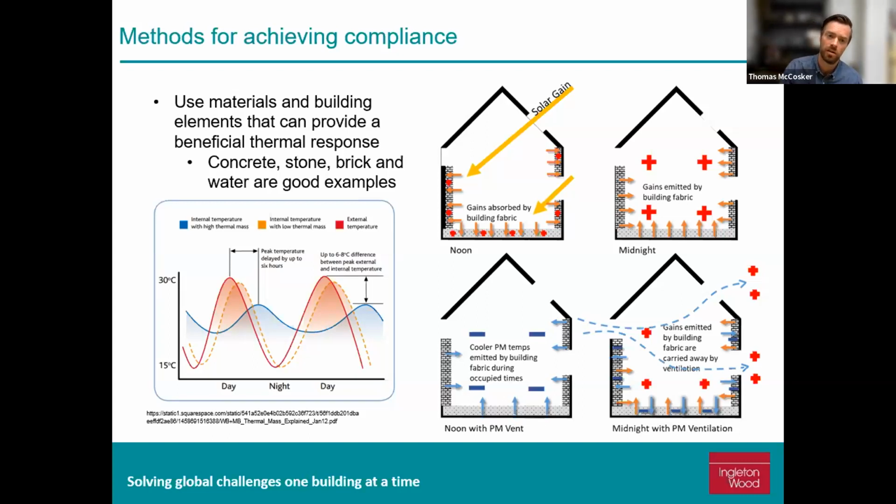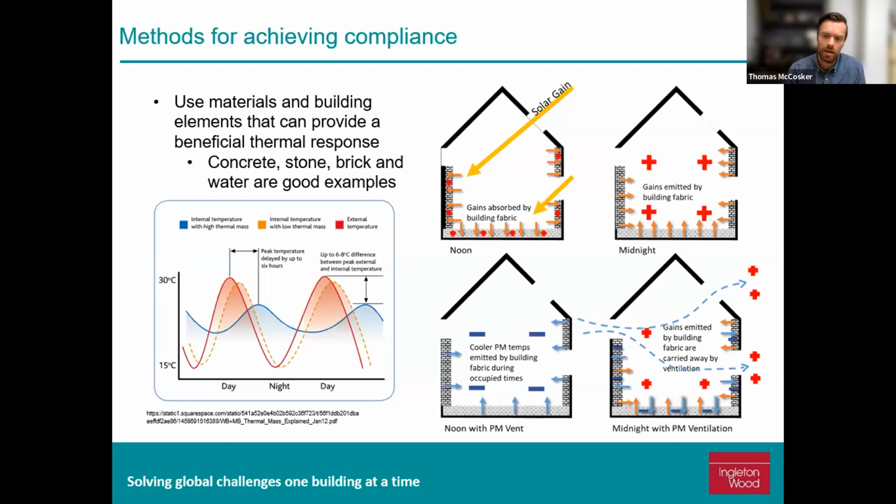So the first one to consider is thermal mass. This isn't considered in the simple method, but thermal mass is generally a dense material such as concrete, stone, or brick. Water is also a good example and can also be used in greenhouses.